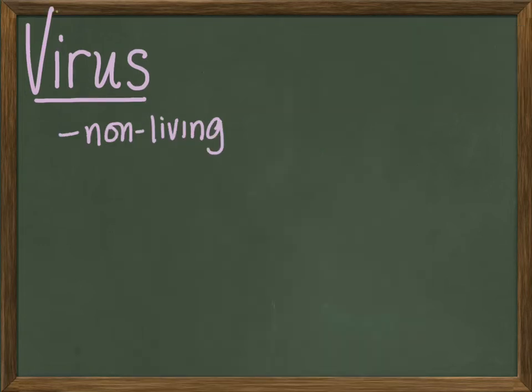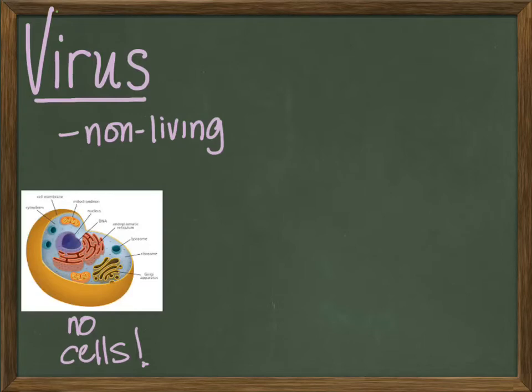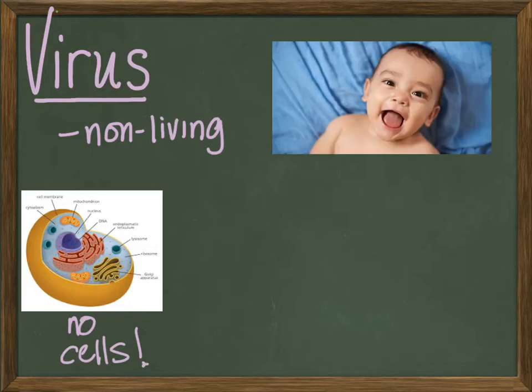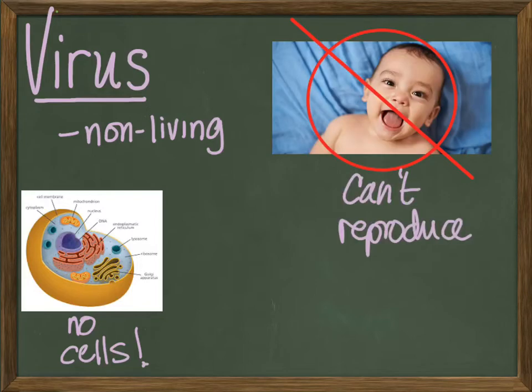Viruses are not living things. This is super important. How can they not be living things? Well, for one thing, they are not made of cells. They have no cells. We'll get to what they do have in a little bit. For another thing, they can't reproduce. Viruses are not able to make more of themselves. How do they reproduce? Well, they don't. They get their host's cells, like your cells, to do it for them.